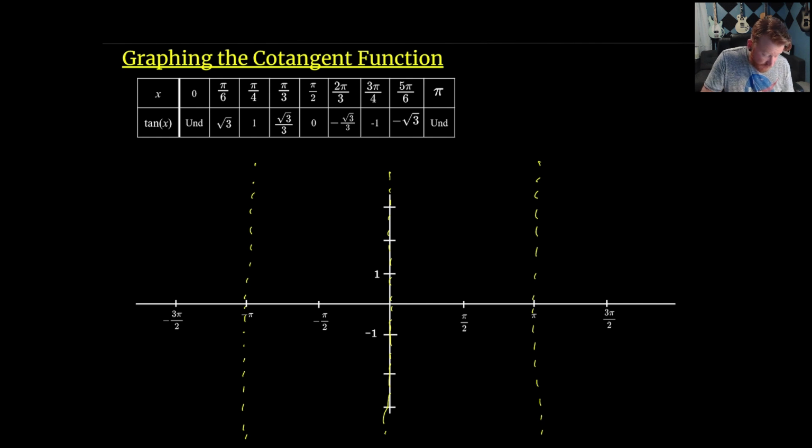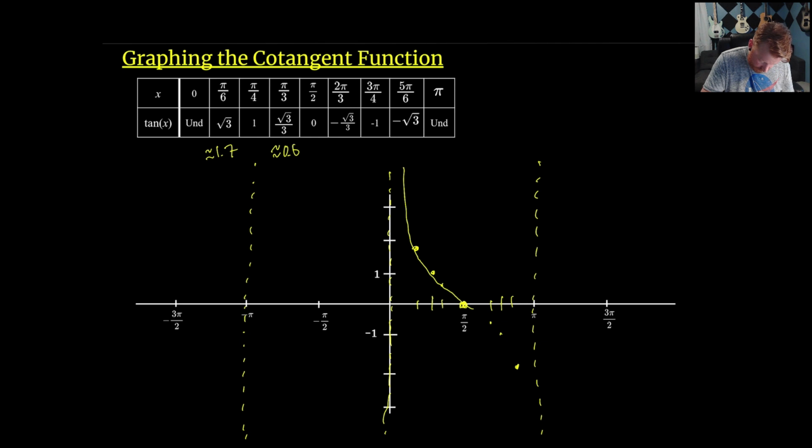If I get some values plotted in here at pi over 6, this is about 1.7. This is about 0.6. So at pi over 6, we're going to be about 1.7. So let's get these values in here. There's about 1.7. Here is 1. Here is about 0.6. And then at pi over 2, we're at 0. And then I'll turn around and go the other way. So we'll be at about 0.6 there, 1 there, 1.7 there.